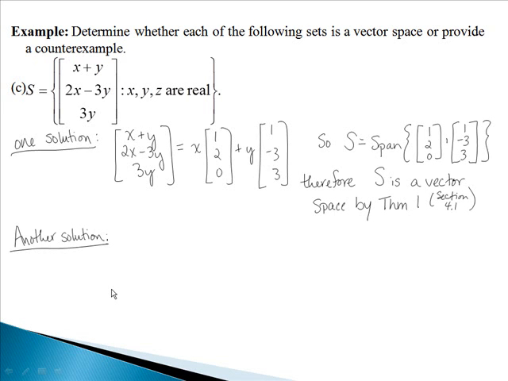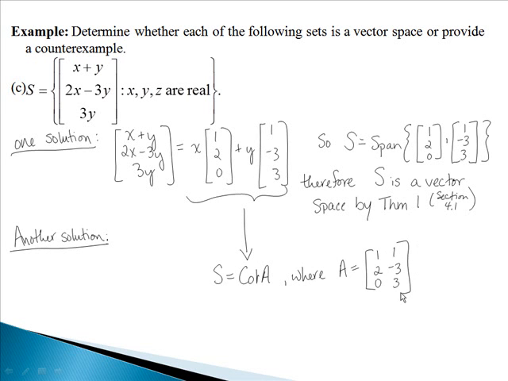Another solution, or basically another way to look at this solution, is we could have taken this here and said that S is then equal to the column space of A, where A is the matrix made up of those two vectors as the columns. And we know that the column space is a vector space, so then S is a vector space as well. And that may be a little easier way to look at it.